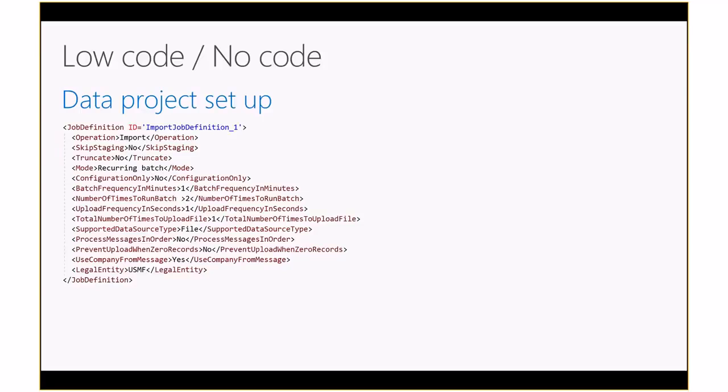For example, one can define what the operation should be, whether it is an import project that somebody wants to create or an export project. Skip staging versus truncation. The next important element here is the mode. Should the import be done as an async import, like somebody would do from the UI by clicking the import button, or through the recurring APIs using the enqueue API, for example? That can be specified: what mode the operation has to be performed in.